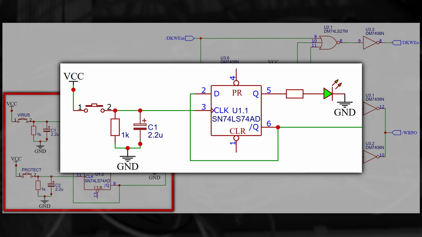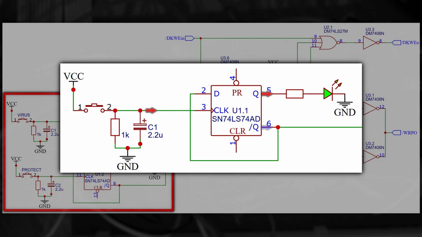Each time a pulse is applied to the CLK or clock input, which happens as a result of you pressing the button, the current state of the input D is copied to the output Q. Looking below Q, you see Q bar or not Q. This signal is always the opposite of Q, and as it's connected to the input D, each time you press the button, it causes Q to toggle between on and off.